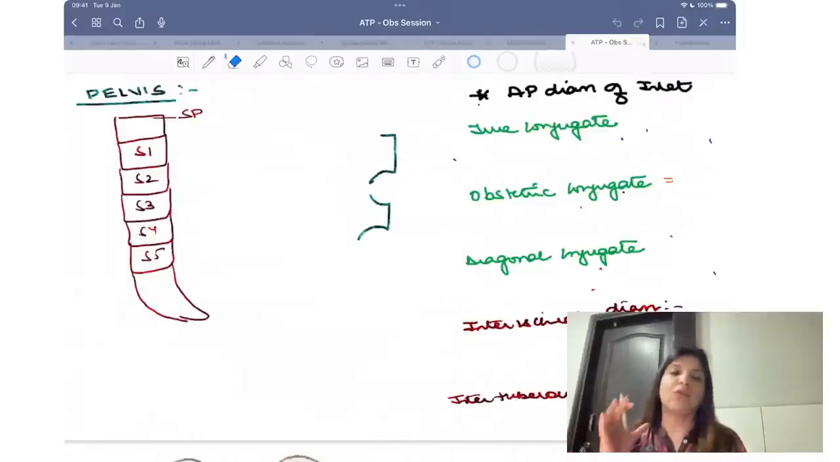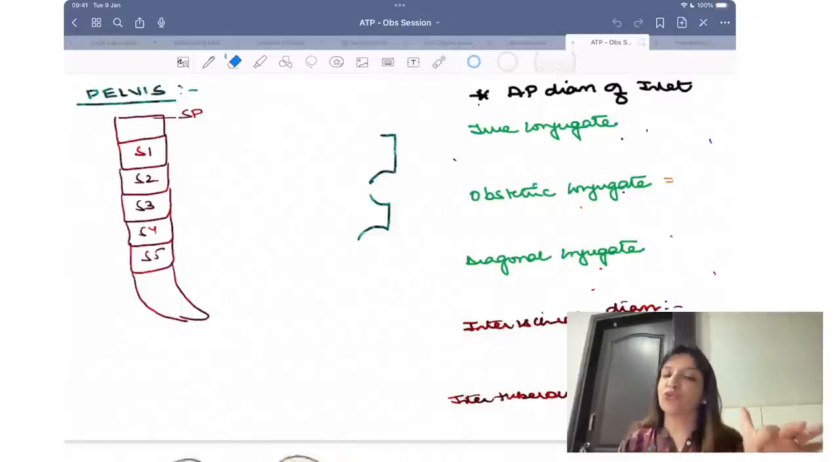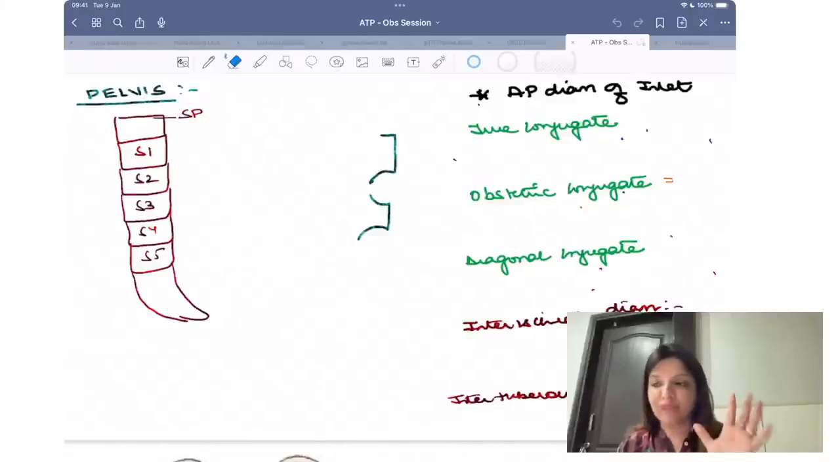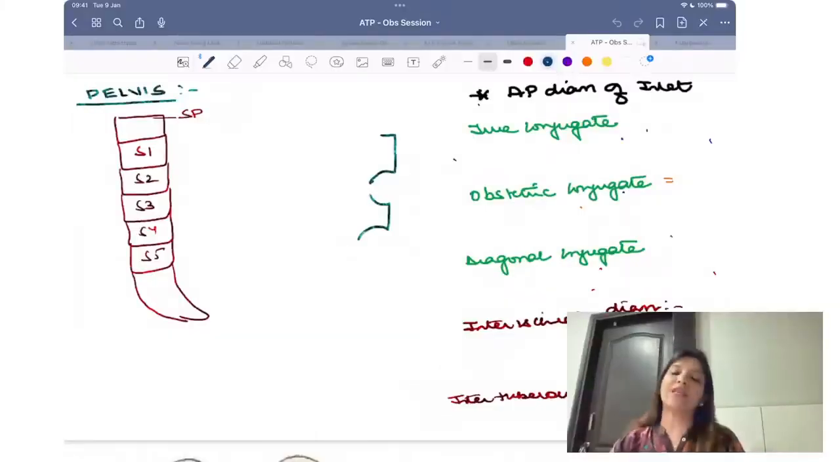So we are going to begin with pelvis. In pelvis, what is important is the diameters of the inlet, and that too the AP diameters of the inlet. You should know the plane of least pelvic dimensions, the plane of greatest pelvic dimension. You should know the interischial diameter, you should know the intertuberous diameter. These are 5 things which I want all of you to know in pelvis, so that you are prepared for any question which comes on pelvis. So let us quickly see what the AP diameters of the inlet are.